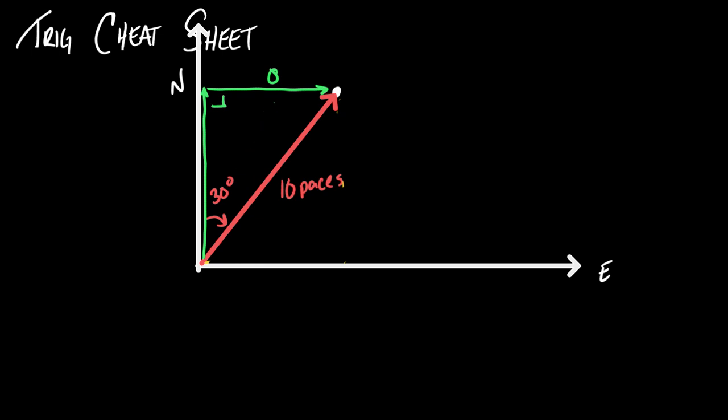The side next to your angle is the adjacent side. And the longest side is always the hypotenuse. I forever see students get this wrong, but please, there has to be a right angle. The side across from the right angle is the hypotenuse. It is the longest side.